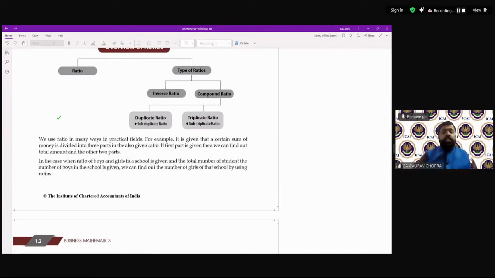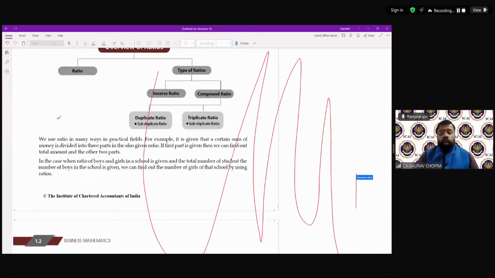So, what is a ratio? Whenever we talk about a ratio, two values are available. One will be in the numerator and the other will be in the denominator.